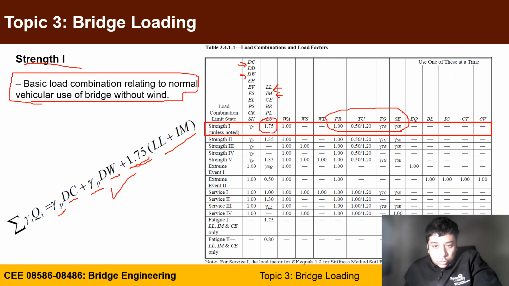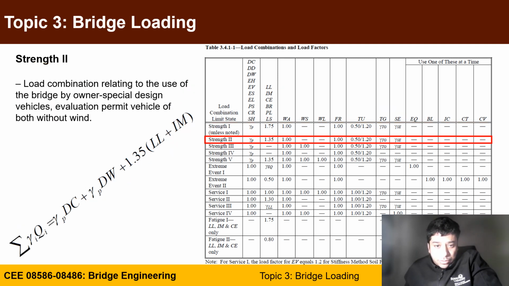The second load combination is Strength 2. Read the load combination. It says relating to the use of the bridge by owner-specified special design vehicles, which is a permit truck.